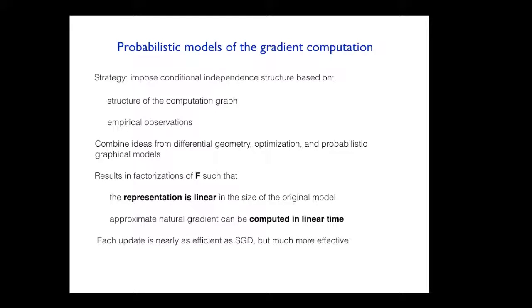I've talked about various sorts of matrix factorizations, but the upshot of this modeling is that it results in factorizations of the Fisher matrix, which can be represented in linear size as a function of the original model size. And we also can compute natural gradient updates in linear time, given this model. And so in the end, each of the updates for this approximate natural gradient algorithm is comparable in computation cost to stochastic gradient descent, but it's much more effective in terms of decreasing the loss function.